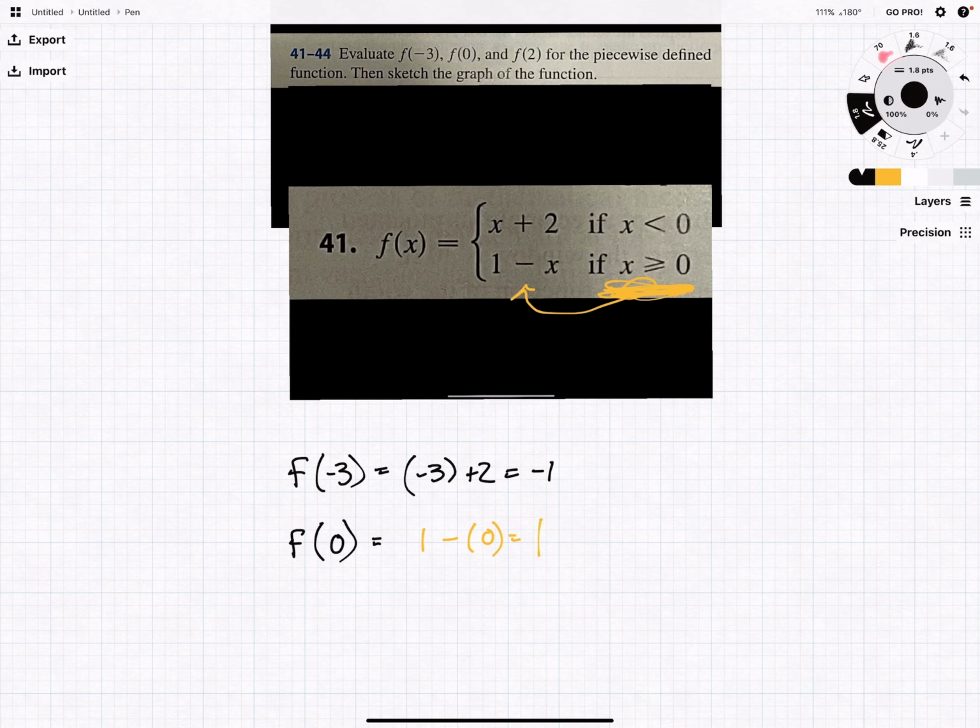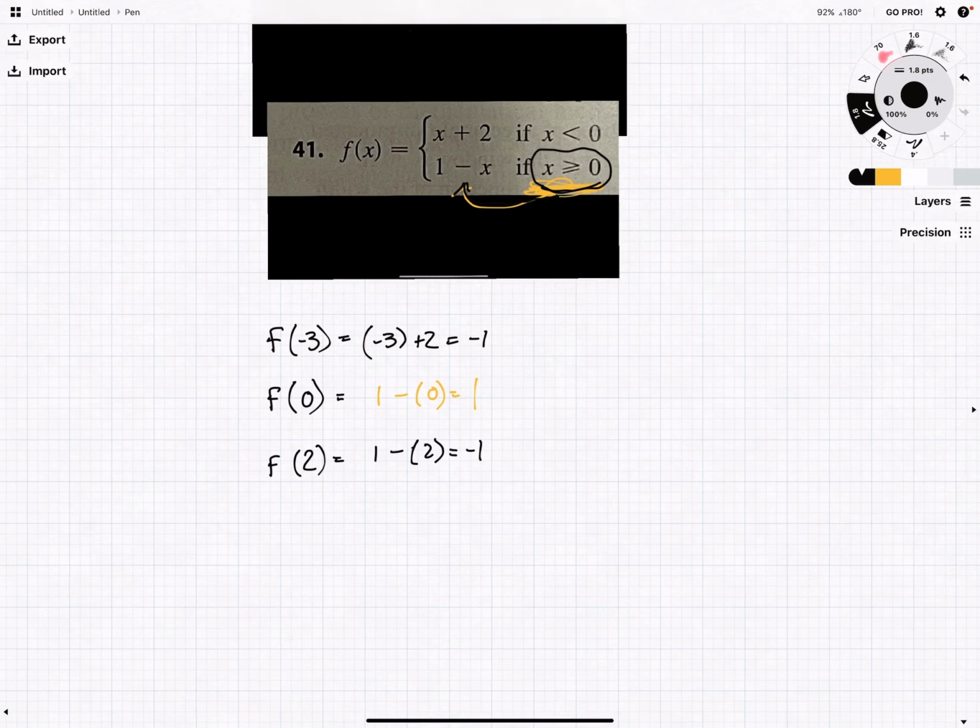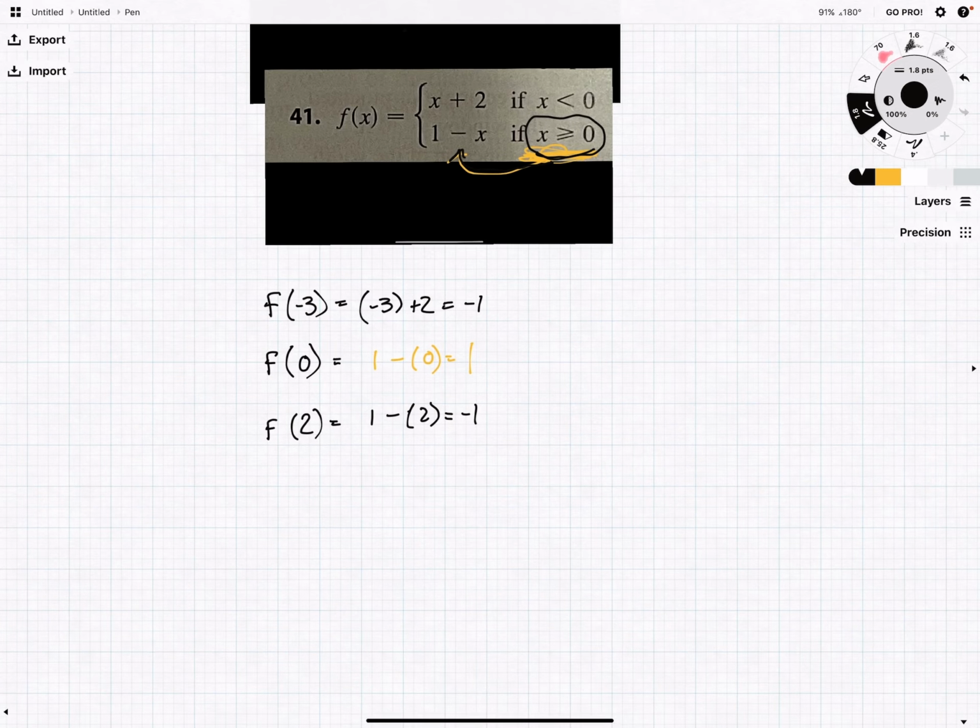Okay, and lastly, they want f of 2. So f of 2 is going to be equal to, well, greater than or equal to 0, so we'll use 1 minus x. That's going to be 1 minus 2, which is going to give us -1. Okay, so let's go ahead and graph this now.